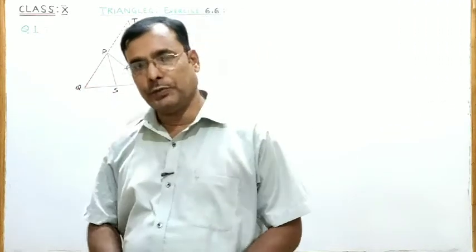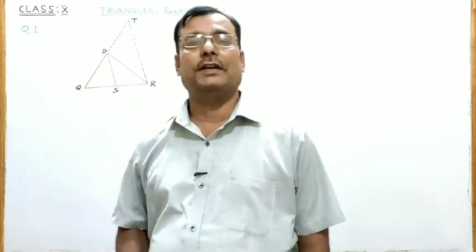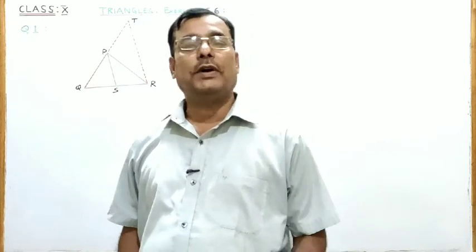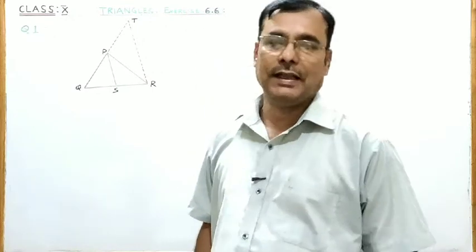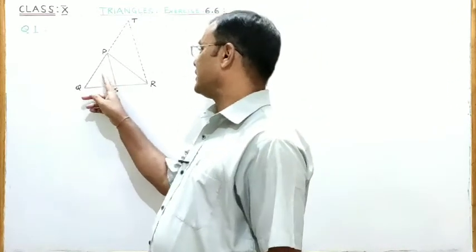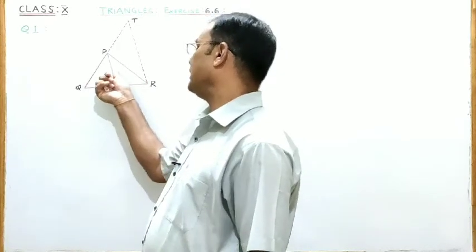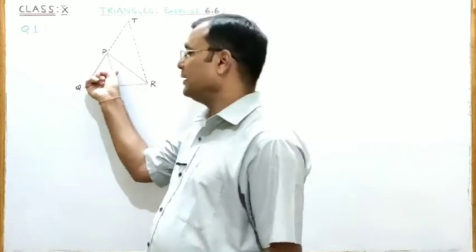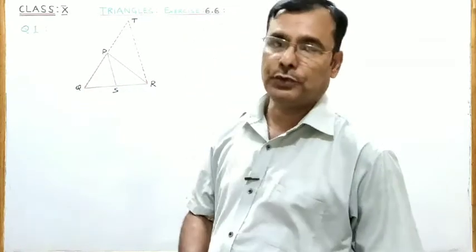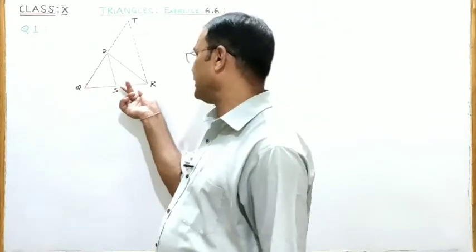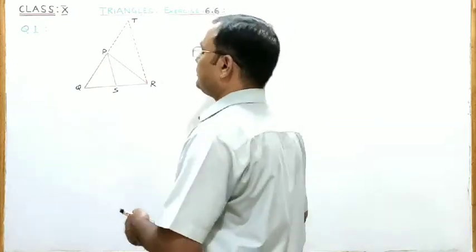In this question we have to prove that the angle bisector of an angle of a triangle divides the opposite side in the ratio of the sides containing the angle. PS bisects angle QPR, the opposite side QR is divided by this angle bisector PS in the ratio of QS by SR, and we have to prove that QS by SR is equal to PQ by PR.